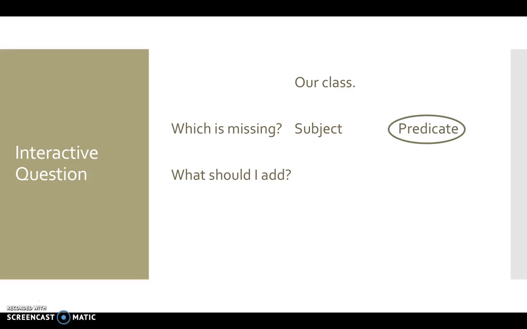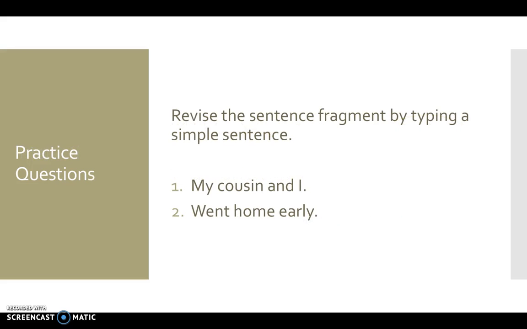So what do I need to add in order to make this a complete thought? I need to add a predicate. So here, what would you put? Our class what? Fill it in. I did. Our class loves to read books. You can see the subject, our class. My complete predicate that I added in my own brain, loves to read books. I came up with it all on my own.